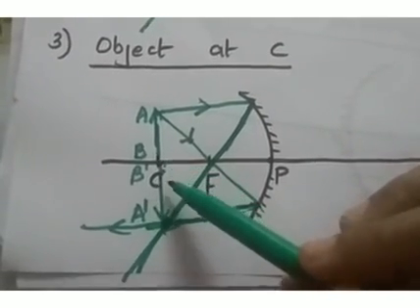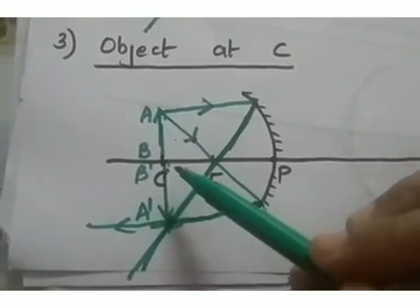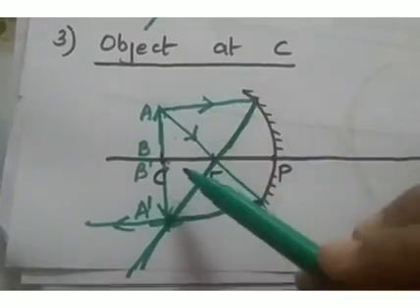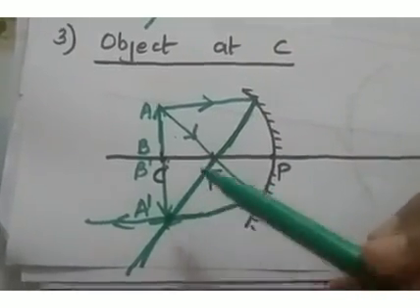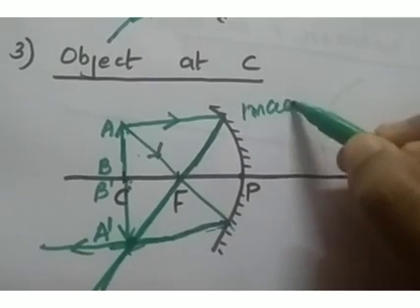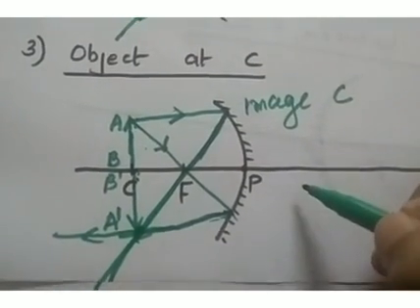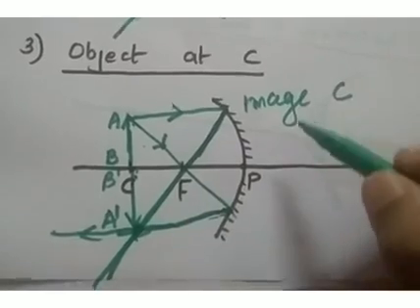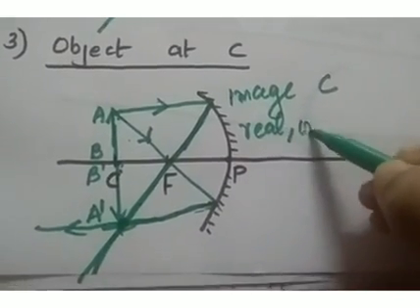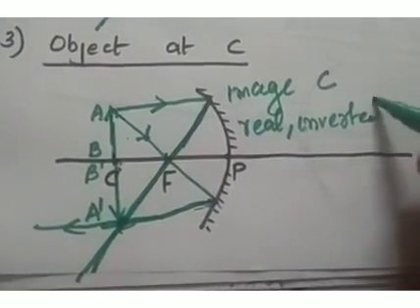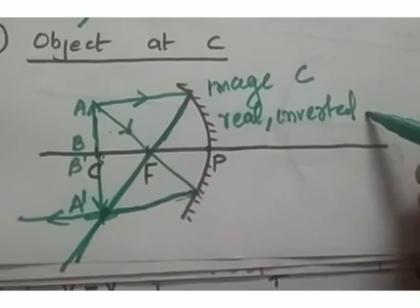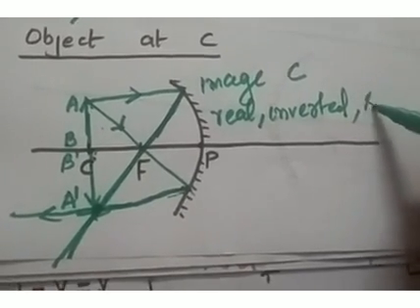So at which position concave mirror produces same sized image? That will be the question. Yes, when the object is at center of curvature. So when the object is at center of curvature, what is the position of image? Image is also formed at center of curvature. And what will be the nature of image? It will be real image, and it will be inverted. Real inverted are just like brothers. So it will be a real inverted image, and it will be same size.